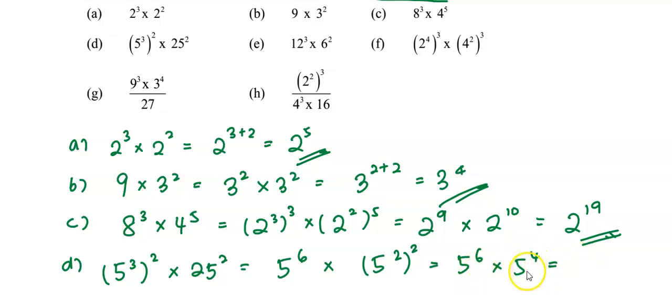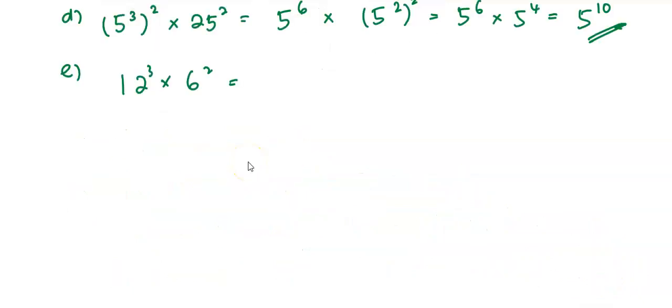Again, apply the rules of indices. The operation is multiply, so you sum up the powers, because both index numbers have the same base, that is 5. Alright, so 6 plus 4 equals 10.